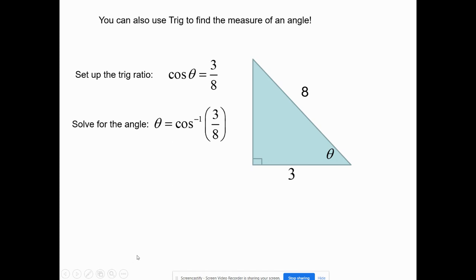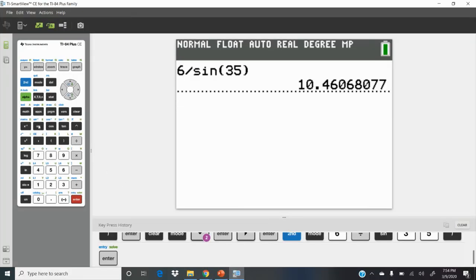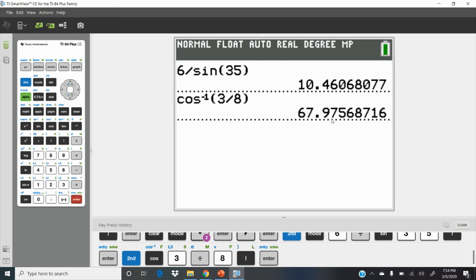So now again, if you go to your calculator, you see above your sine, cosine, and tangent, you have this sine to the -1, cosine to the -1, tangent to the -1. So I'm going to find the arc cosine. So I'm going to go second cosine, 3 divided by 8, close my parentheses, and it will tell me that this angle is 68 degrees. We usually round angles to the nearest whole number. So anytime you're trying to find an angle measure, you're going to use the arc sine, arc cosine, or arc tangent.